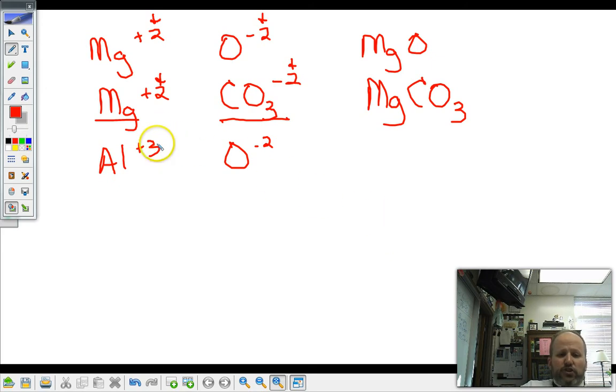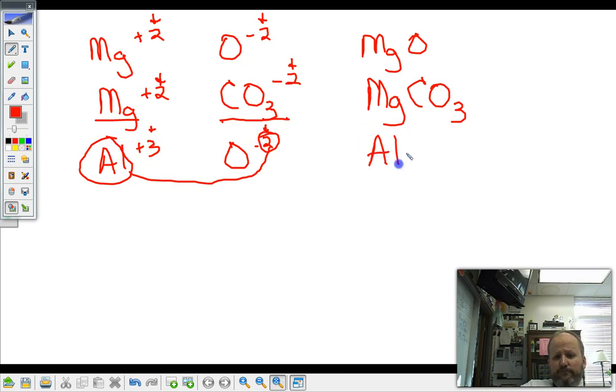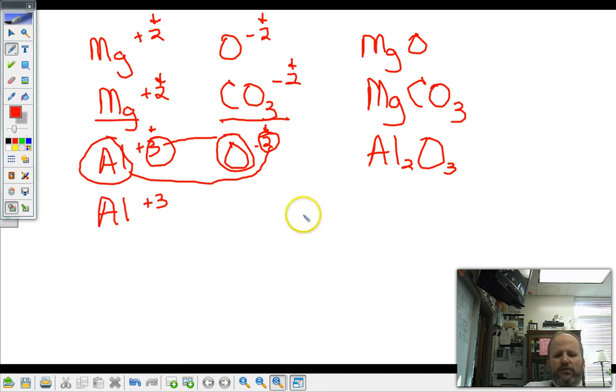If we go through our flow chart, are the numbers in the charges the same? No. Can they be reduced? No. Drop and flip. Aluminum, what number do we put behind it? 2. Then the negative ion, oxygen, and what number do we put behind it? 3. Nothing weird. That was on the homework that we did today in class from last night's notes. But here is where it becomes a little bit more of a challenge.